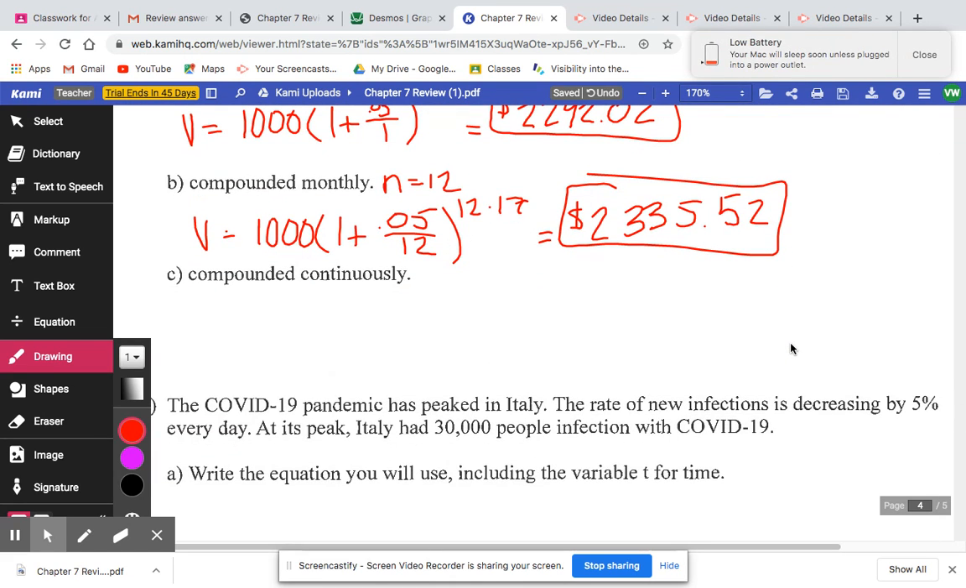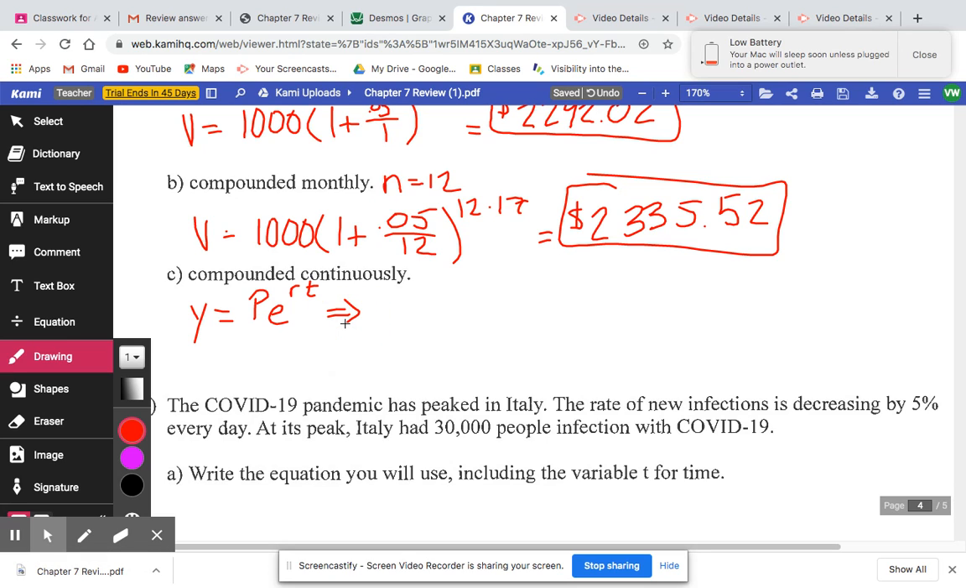Compounded continuously. For this one, we need to use E. So my function, therefore, becomes y equals, you start with your principal amount, I'm still going to call it P, E to the RT power.